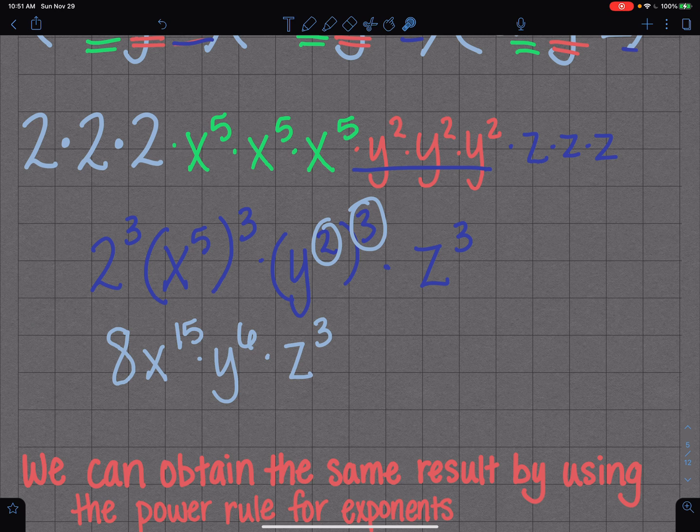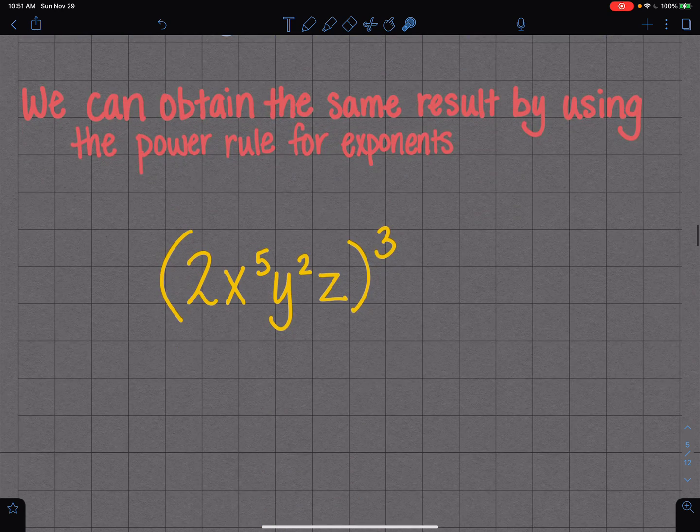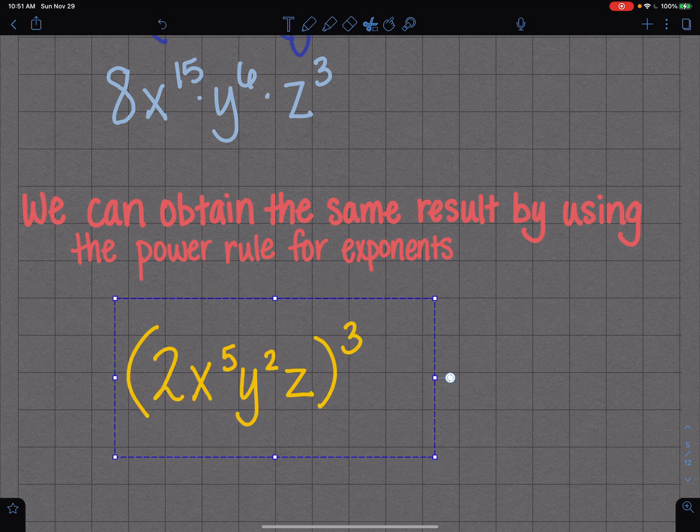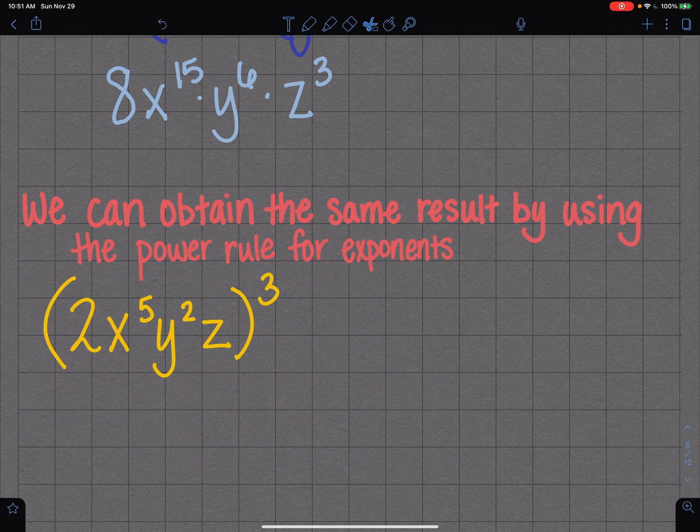Okay? But if you look at the original one, you can get sort of the same answer by just doing all those middle parts in your head. So let me show you how. You would have to apply this 3 to every single term inside the parentheses. So it would be 2 raised to the cubed. 2 times 2 is 4 times 2 is 8, so I could just put an 8. Then you have x to the 5th raised to the cube, so in your head you could just do x to the 15.